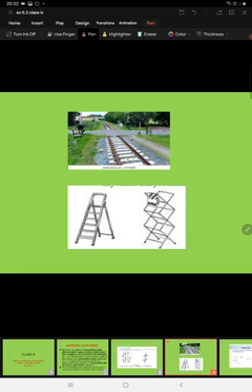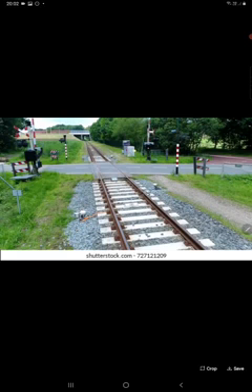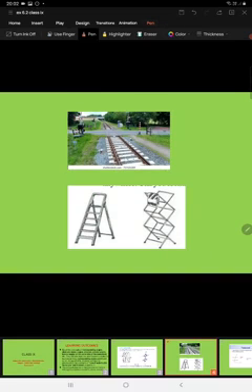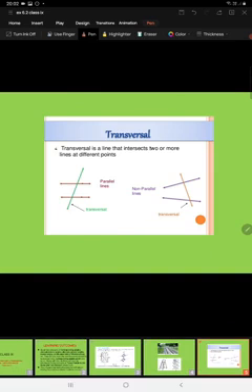I am giving you some examples from real life like this. Now if you see, this is the railway line and it is crossed by the road, and these are the 4 points where they are intersecting. And you see this ladder and this. I have taken this picture from your NCERT book of class 7th. So students, when the transversal intersects any two lines, these lines may be parallel lines or non-parallel lines.